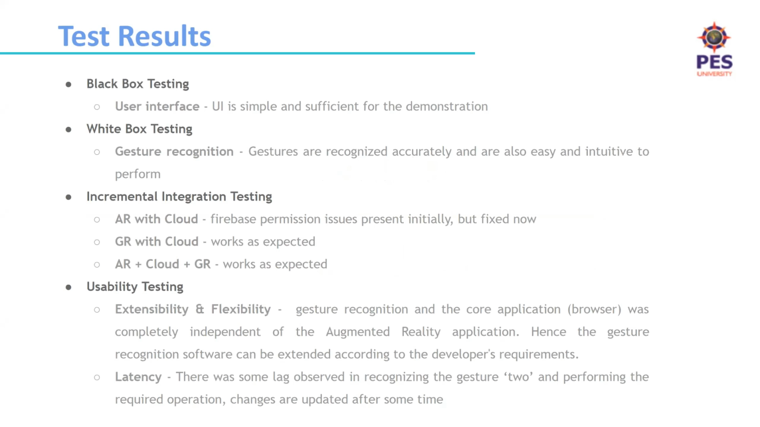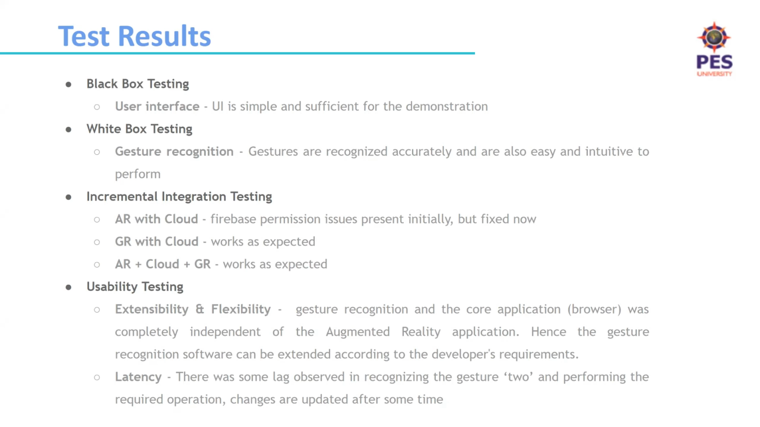Then for incremental integration testing, there were three components to it: the AR with the cloud, the gesture recognition with the cloud, and the integration between all three components. Initially we had Firebase permission issues with the AR with cloud integration, but they were fixed, and it works fine now. And the gesture recognition and the cloud systems work perfectly fine.